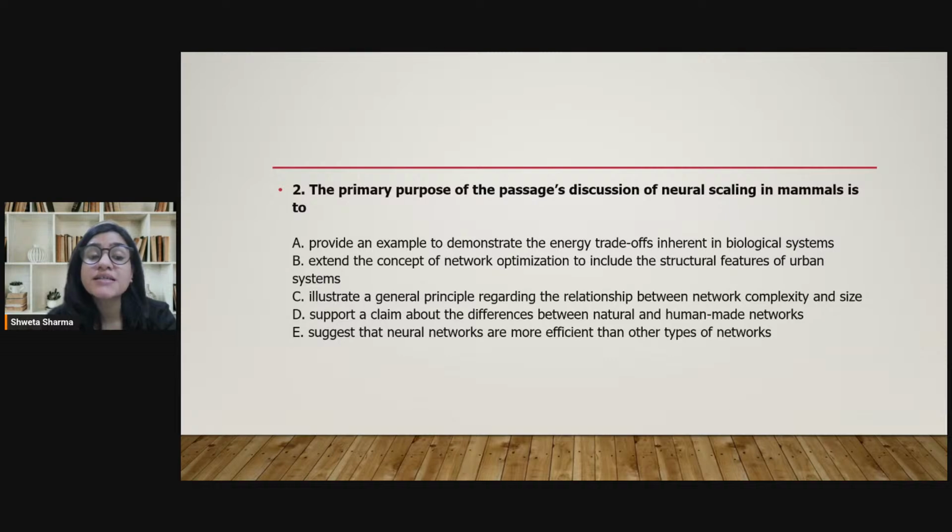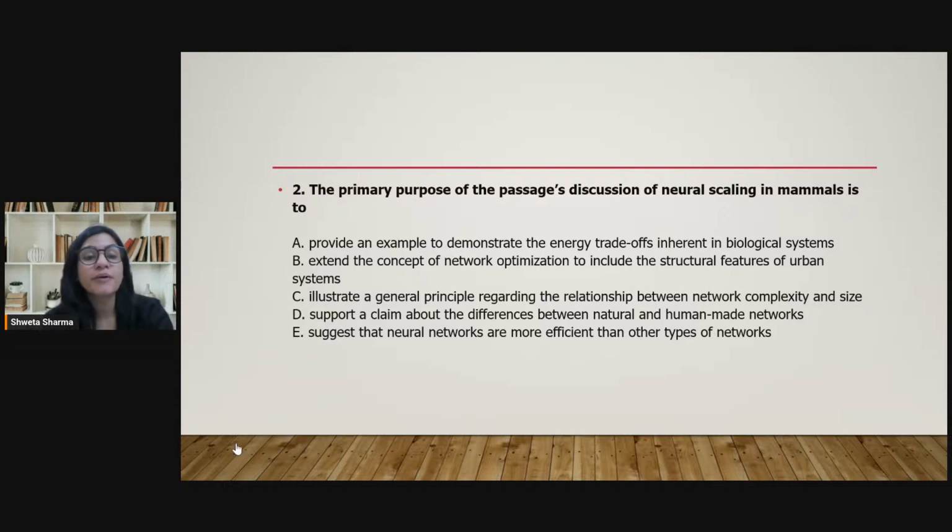Is it providing an example to demonstrate the energy trade-offs inherent in biological systems? Providing an example to demonstrate energy trade-offs. Extend the concept of network optimization to include the structural features of urban systems. Illustrate a general principle regarding the relationship between network complexity and size. Support a claim about the differences between natural and human made networks, or suggest that neural networks are more efficient than any other types of networks.